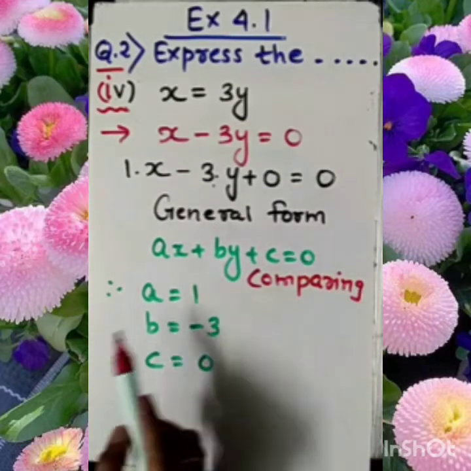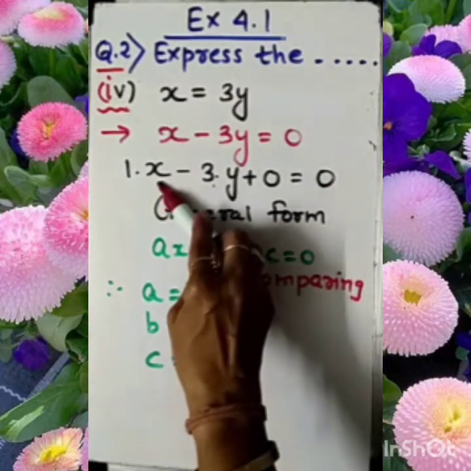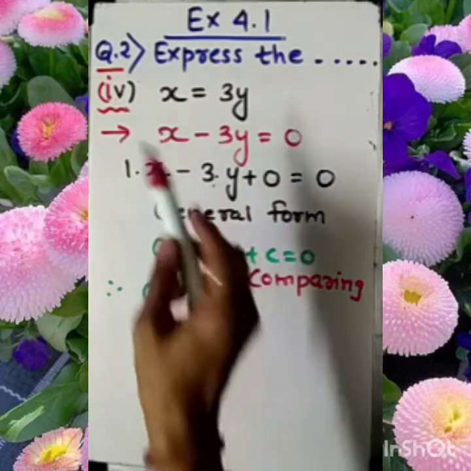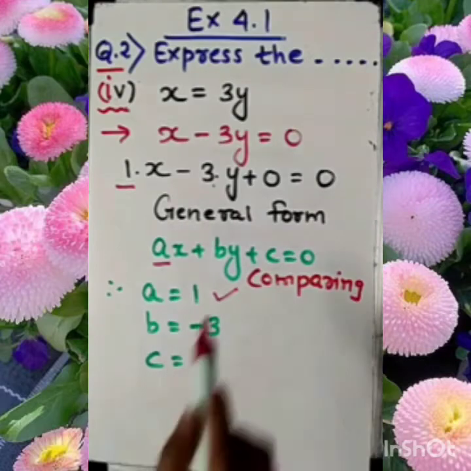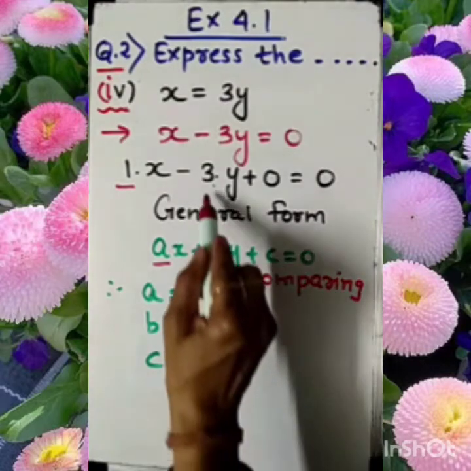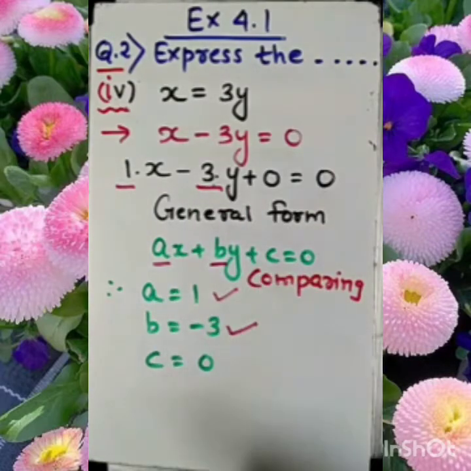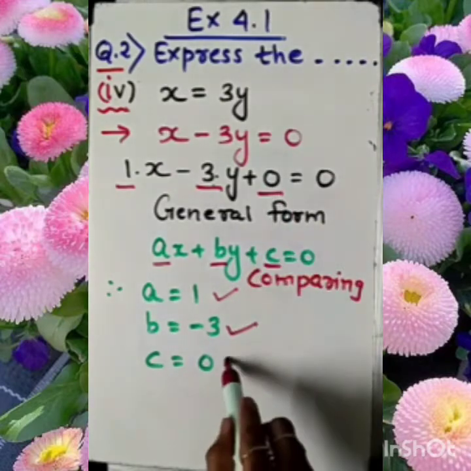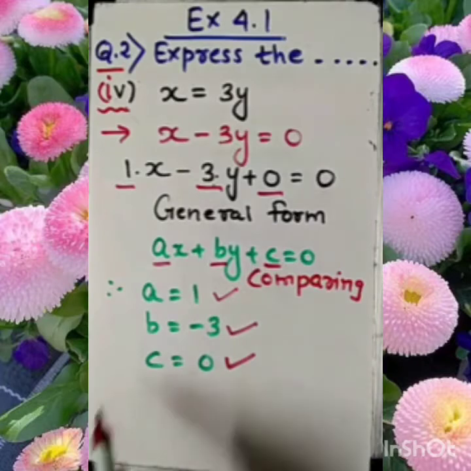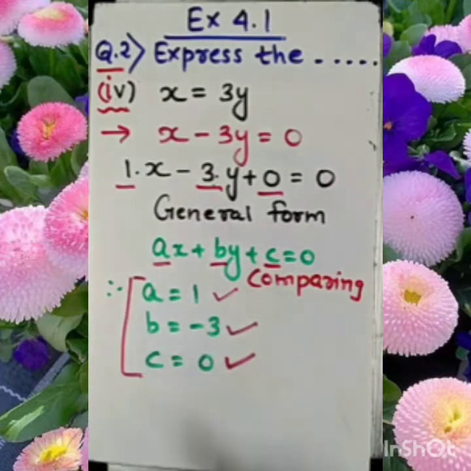And if we compare, then value of a, if we compare with this, a equal to 1. So here I have written 1. What is b? B equal to minus 3. What is c? C is a constant term, that I have already mentioned as 0. So these are the three values which are asked in the question. Fine. Let's move on to the fifth equation.